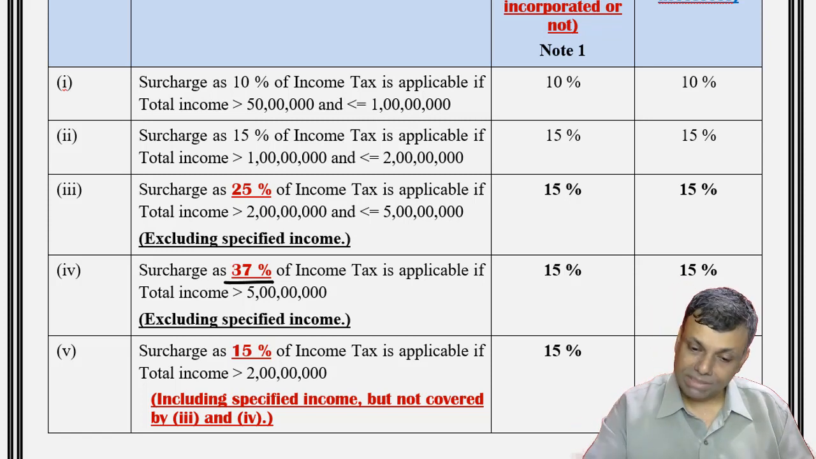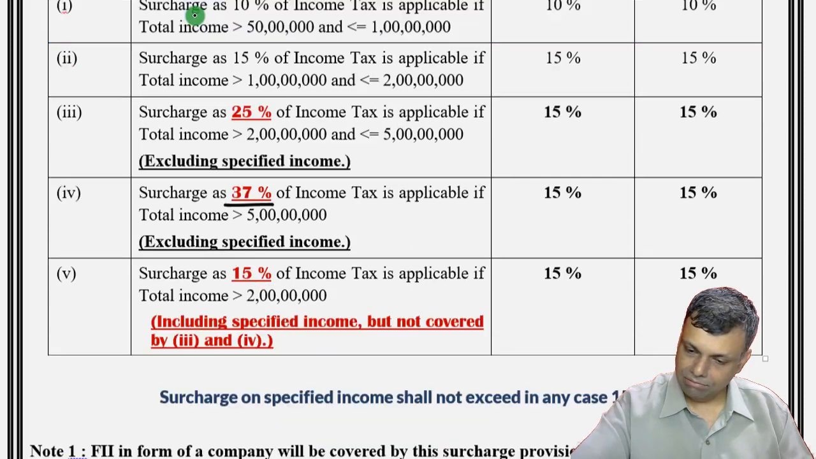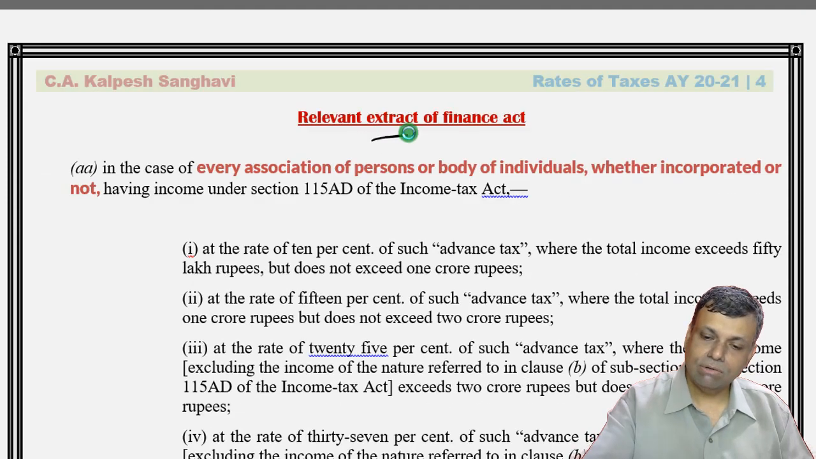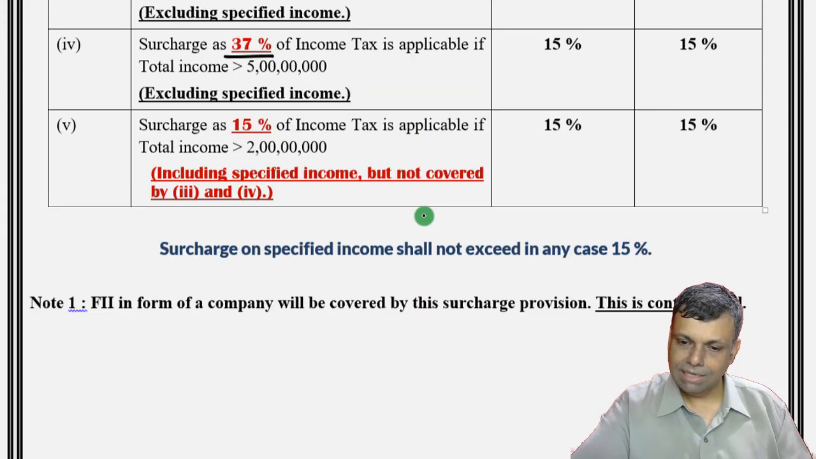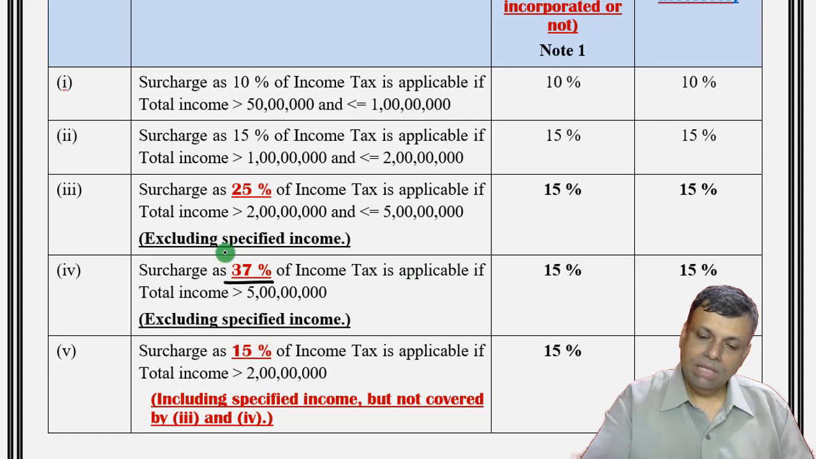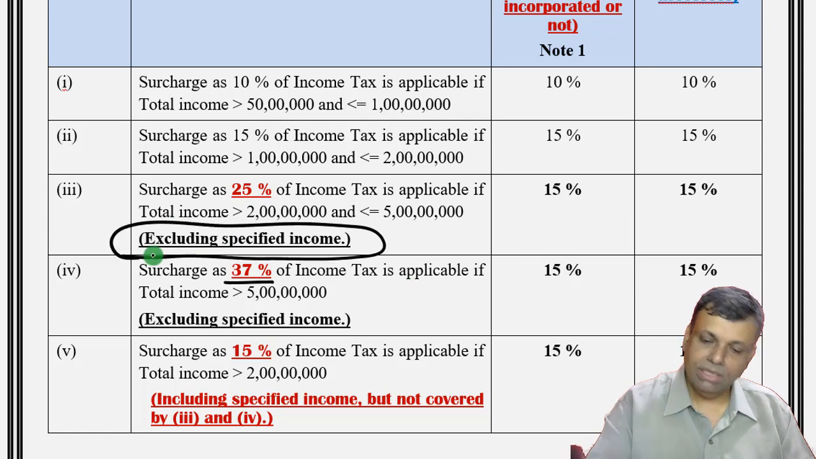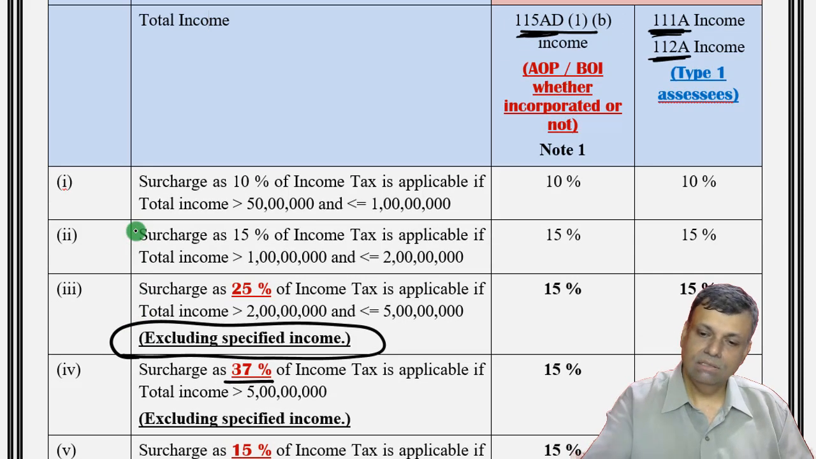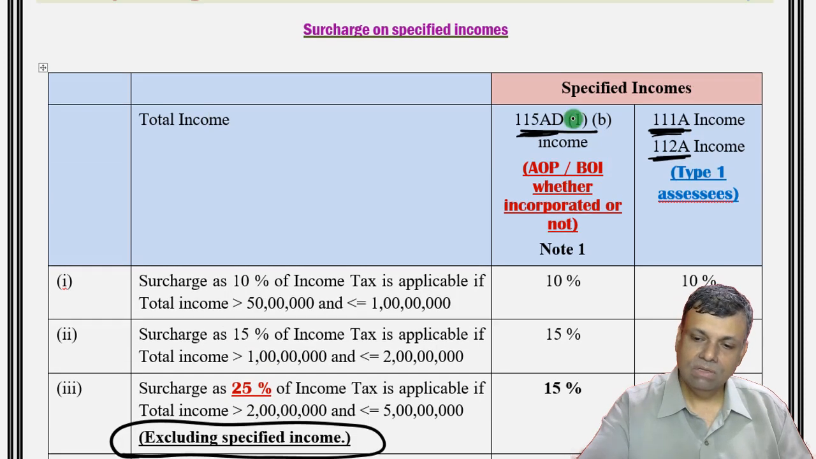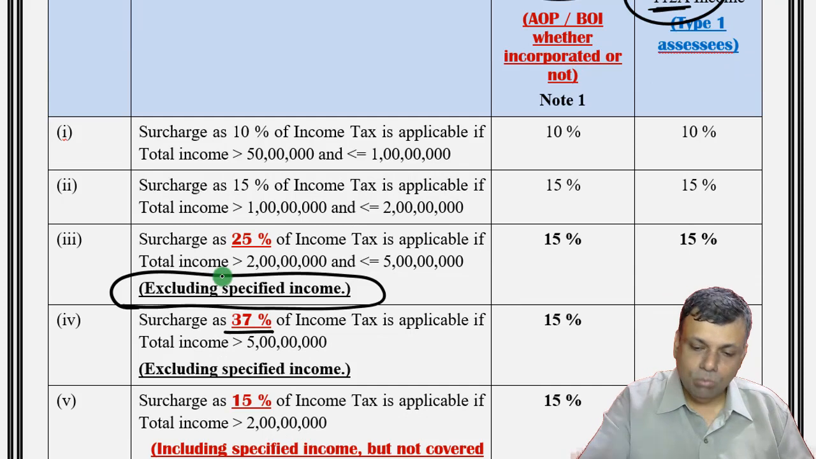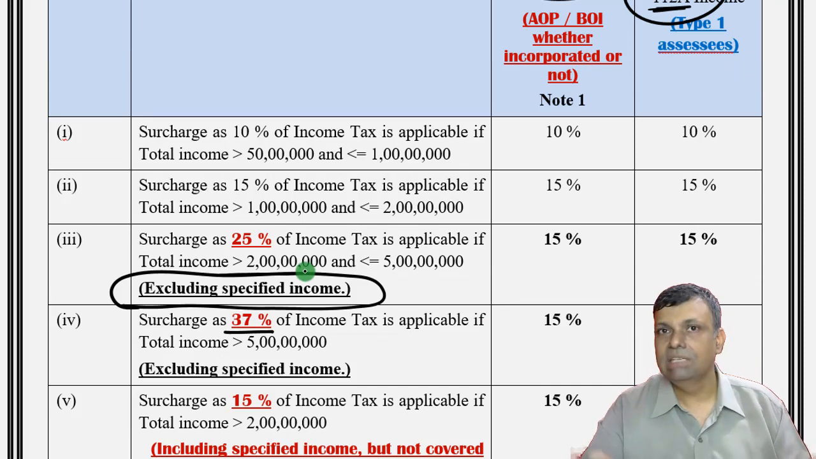Specifically through the ordinance, now I'll give you some extracts of the amendments here. See, these are some relevant extracts of the Finance Act, through which I have made this particular table. But let me explain that to you very properly. Now see, excluding the specified income, this is a very important interpretation required. Excluding the specified income. So this 115AD(1)(b) is your specified income, this is your specified income, and this is your specified income. If you have any income which is more than 2 crores but excluding the specified income, then your surcharge rate will be 25%.